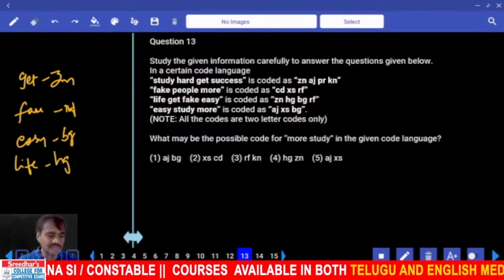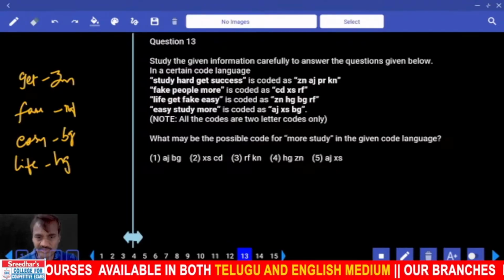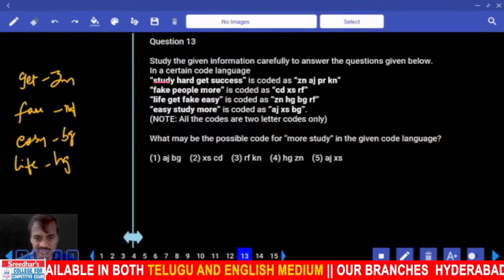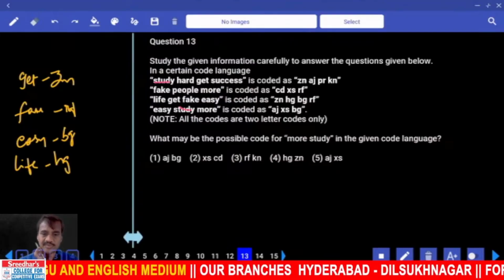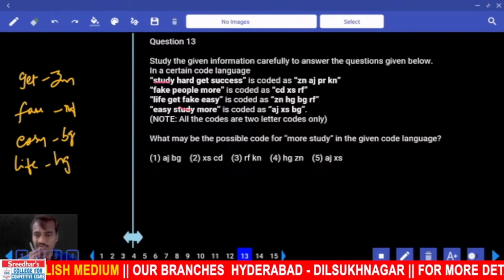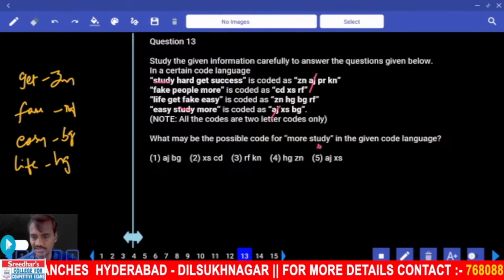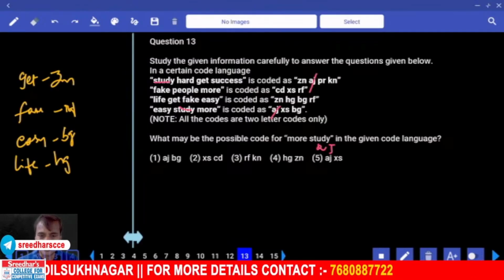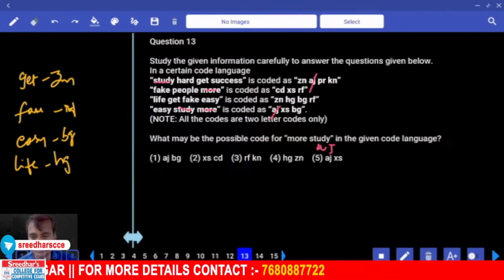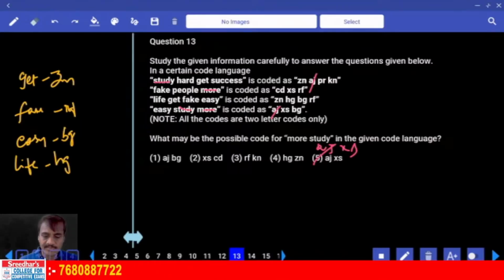Then more and study. Now where are more and study? Study is here, and study is here again, isn't it? Then tell me what is the code that is common? AJ. And the code for study is AJ. Now we are left with more. Now more is there in 2 and 3. Now which code is common here? XS. Now XS, AJ, that is the choice for question number 13.